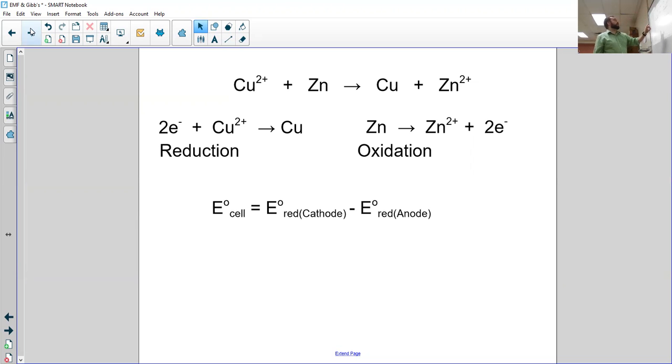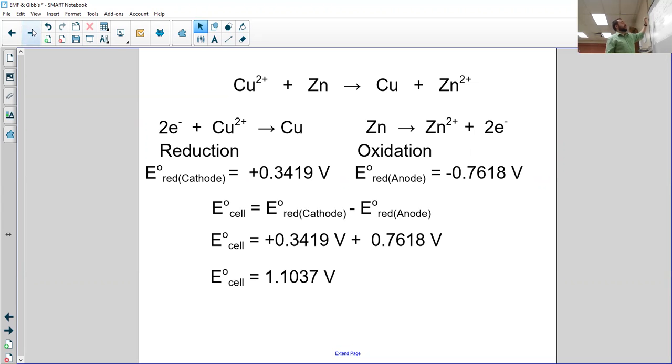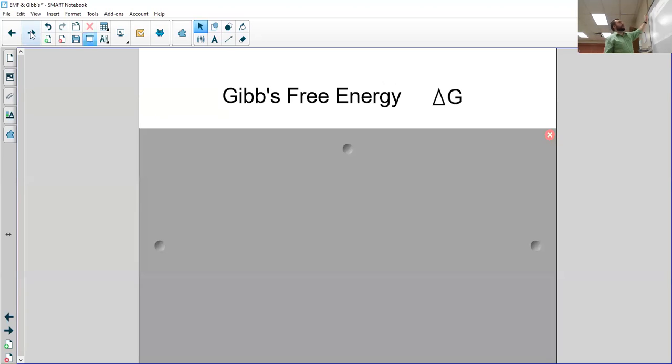So we plug in, we have our equation there. We have E naught cell equal E naught reduction of the cathode minus E naught reduction of the anode. We have to look on that chart in the book. We get our values for the reduction potential for our copper and our zinc. Have those, we plug those into our equation here. Instead of subtracting a negative, we're going to add a positive, and we get our answer of 1.1037 volts for our cell. All right, we'll do this one together in class. Leave yourself a couple lines of room.